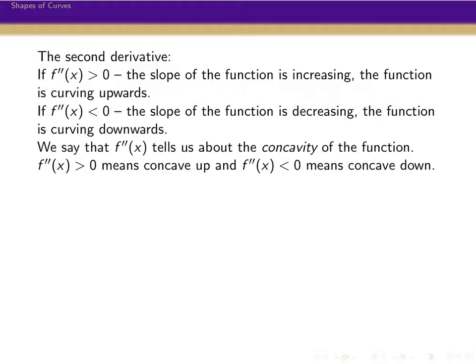And so what we say is that the second derivative tells us about the concavity of the function. If the second derivative is positive, that means that the slope is increasing. So think about slope increasing: it's starting negative, going more and more positive, curving upwards. This is concave up.